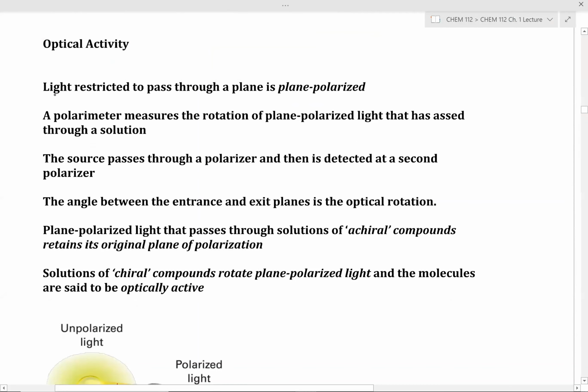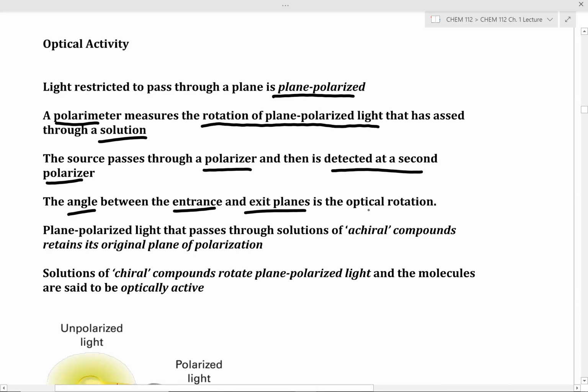Light restricted to pass through a plane is known as plane polarized light. A polarimeter measures the rotation of plane polarized light that has passed through a solution. The source passes through a polarizer and is then detected at a second polarizer. The angle between the entrance and exit planes is known as the optical rotation.